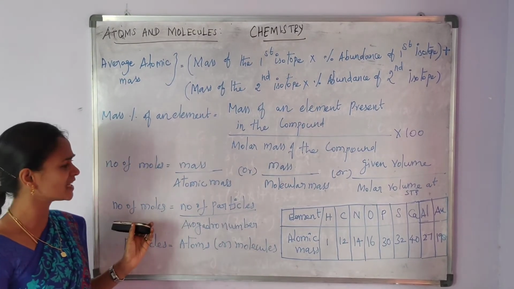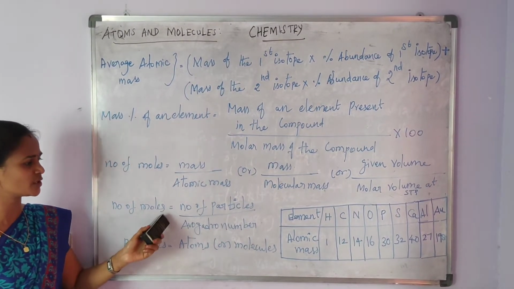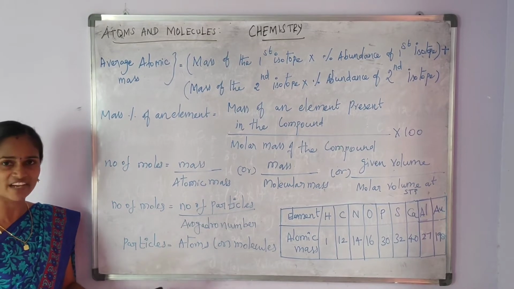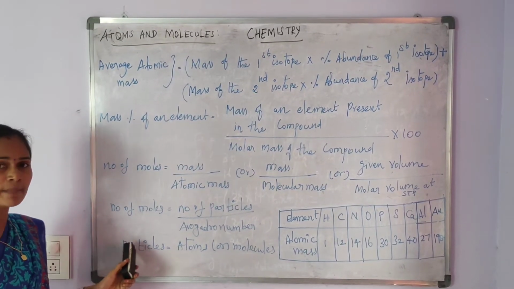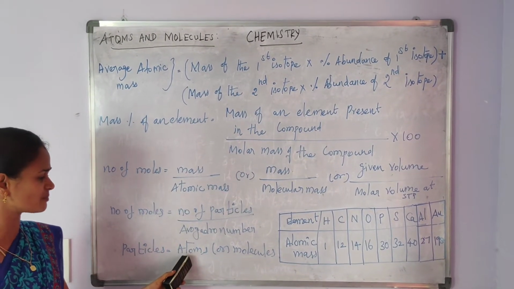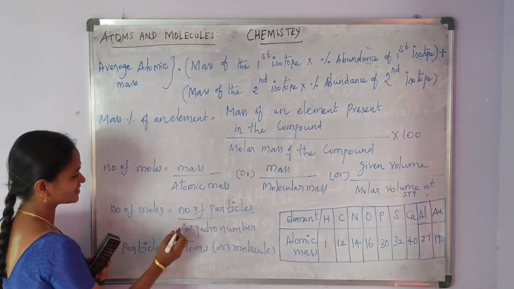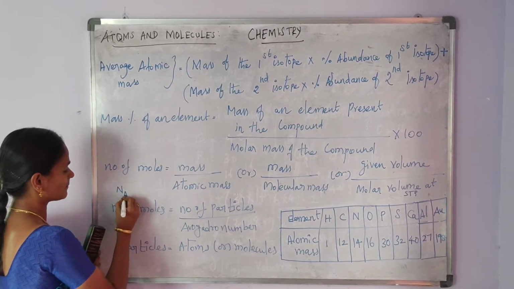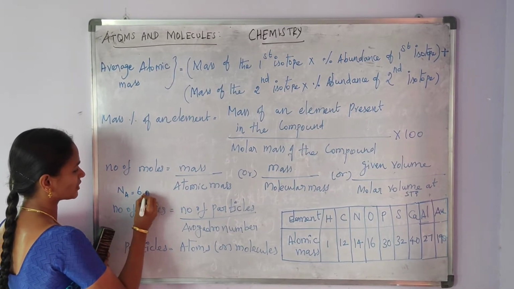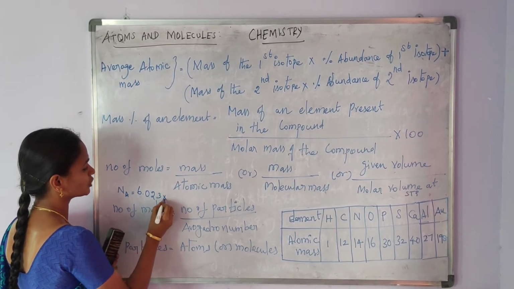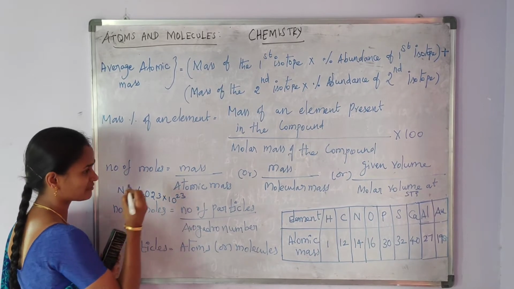Then number of moles is equal to number of particles divided by Avogadro number. The particles may be atoms or molecules. The Avogadro number is represented as Na. The value of the Avogadro number is 6.023 into 10 power 23.